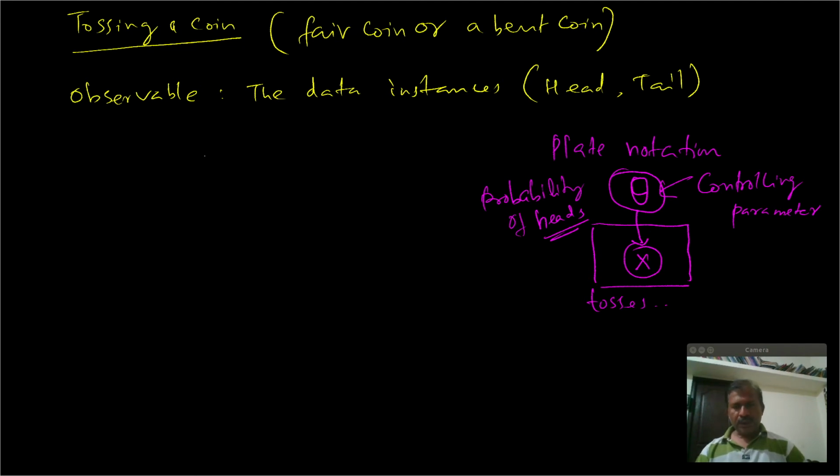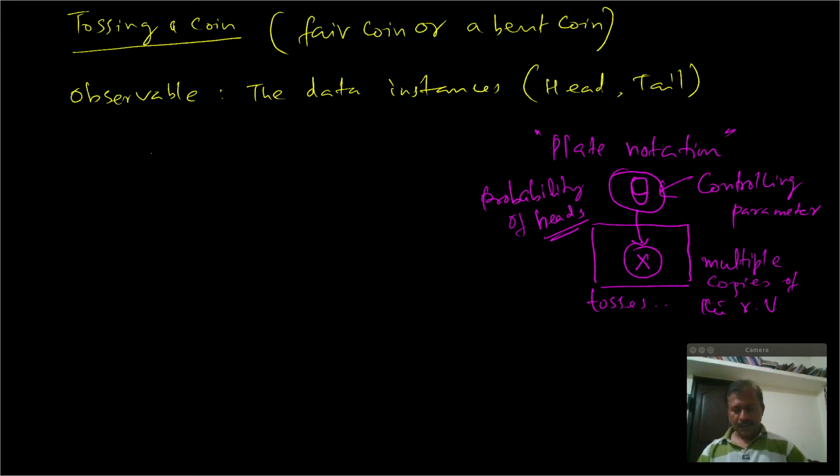So you can call these multiple copies of the same parameter, the same random variable x. So multiple copies of the random variable, the outcome of the experiment. So this is basically called a plate notation, right?